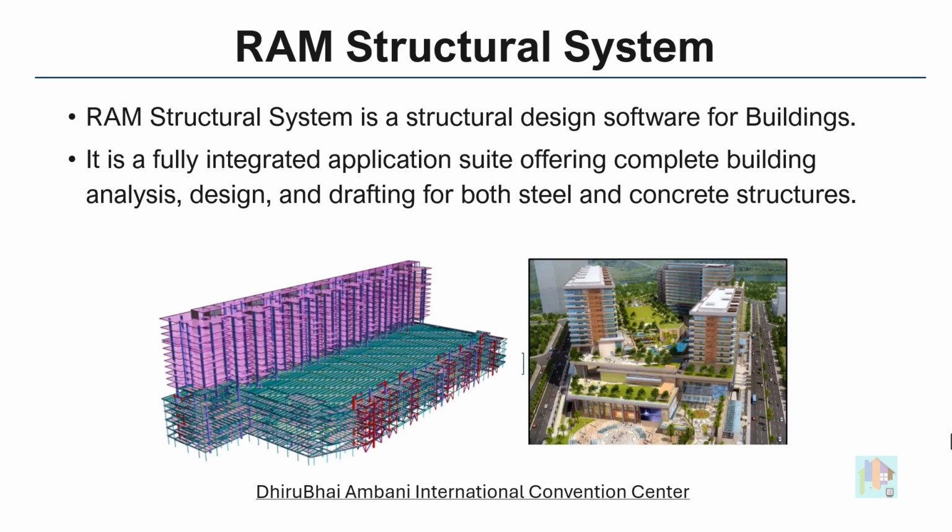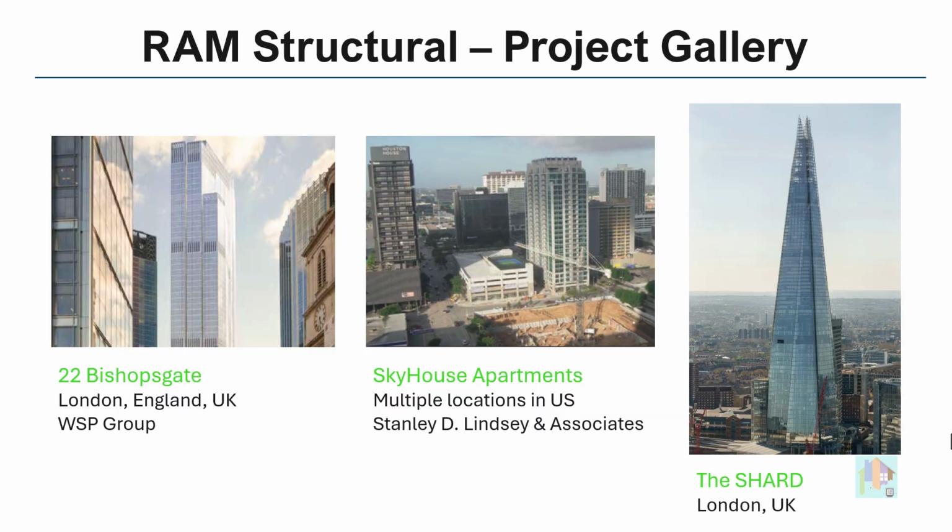RAM Structural is used for different large-scale building design projects, including Dhirubhai Ambani Convention Center in Mumbai. There are several other projects like 22 Bishopsgate in London or the iconic Shard, a 72-story structure located in central London with 1,016 feet height, designed entirely using RAM Structural.